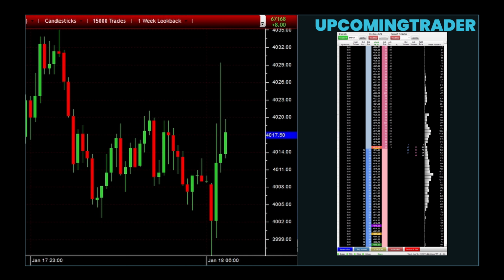Another key part of the volume profile is something called the value area. This is the range of prices where 70% of the trading took place. The price often gravitates toward this area. Think of it like a magnet.